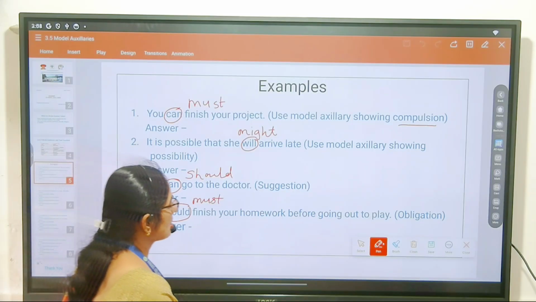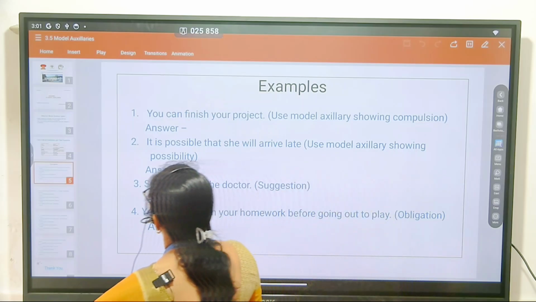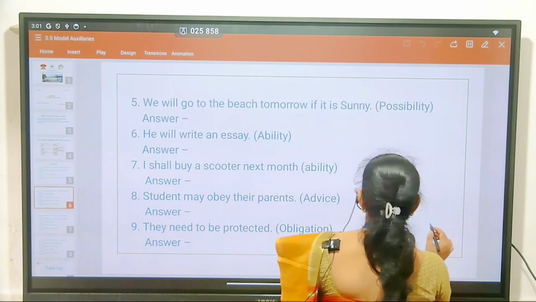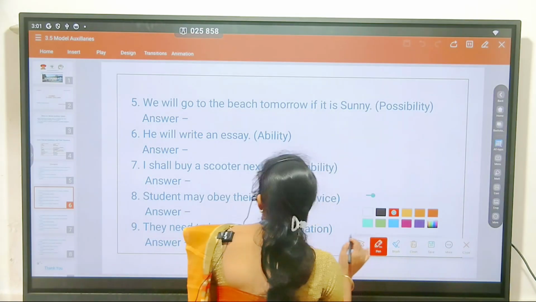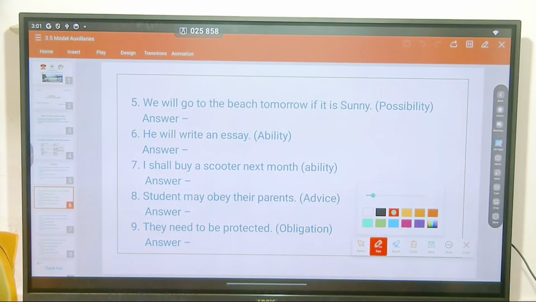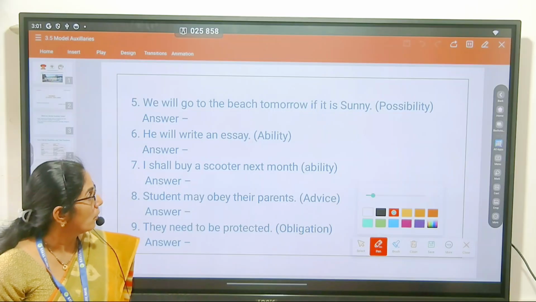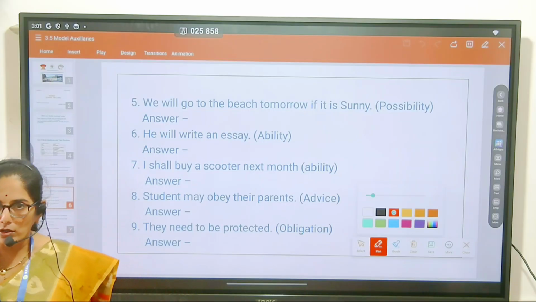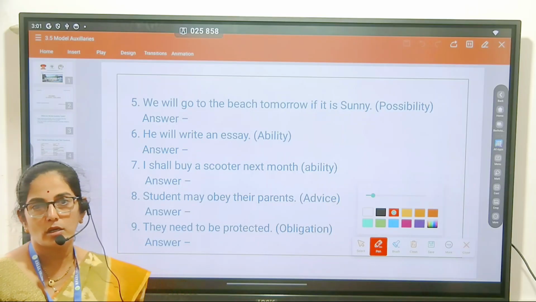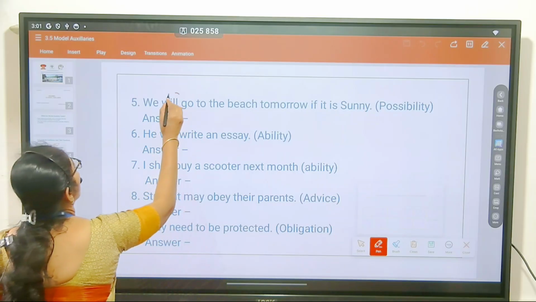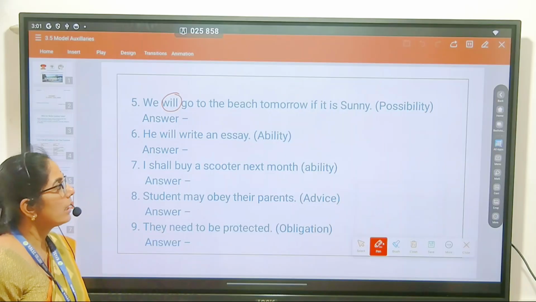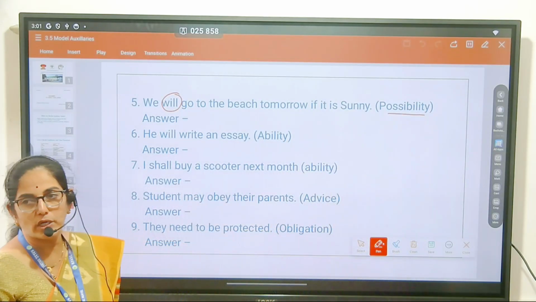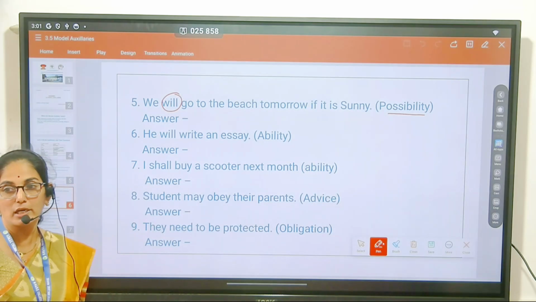Now see the next slide. Another example. In this fifth sentence, we will go to the beach tomorrow if it is sunny. Use possibility. Now you have to find out here, will is the modal auxiliary, and here they say use possibility. And which modal auxiliary shows the possibility? Might.